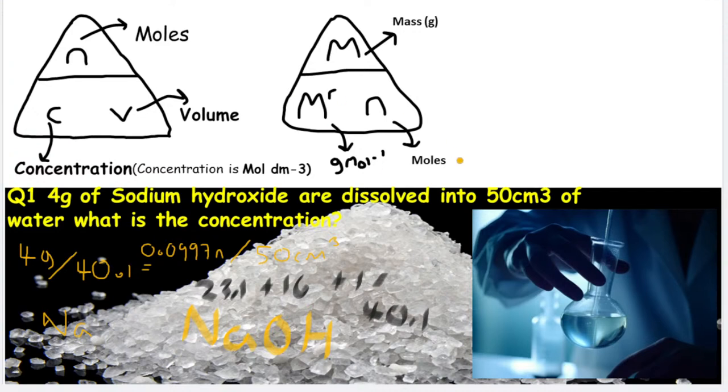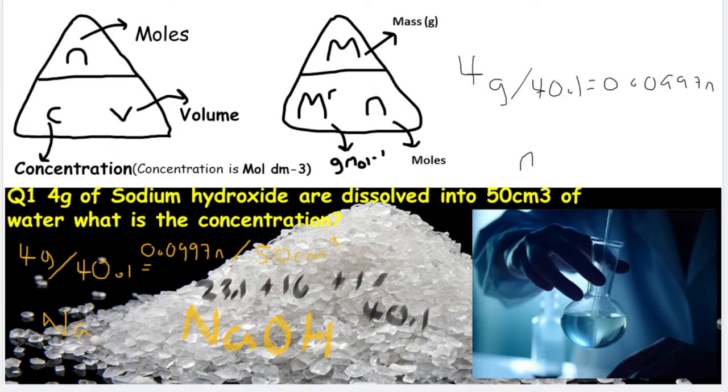So what I can do now is write the working out up here, because putting a picture up there made it a nightmare to do the working out. We've taken 4 grams. We use this first triangle first. We divide by 40.1 and we get our moles of 0.0997 moles.